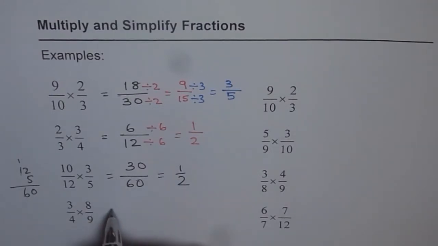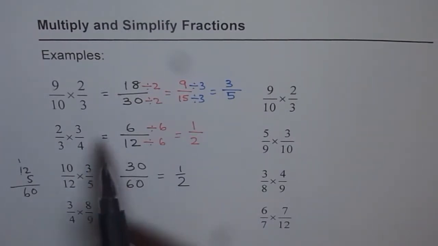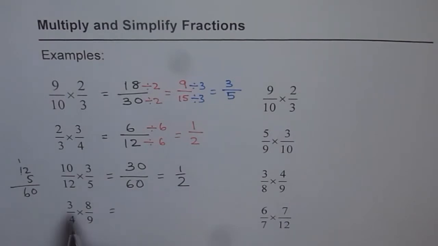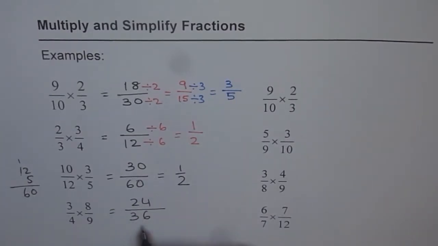Next one is 3 over 4 times 8 over 9. How to multiply them? Just multiply numerators as we did with previous 3 examples. So 8 times 3 is 24. Let me write 24 in the numerator. 9 times 4, 36 in the denominator. Now let's divide them and simplify.